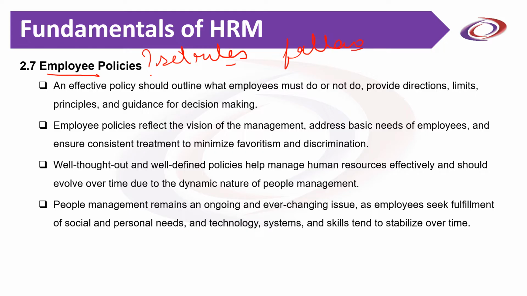And an effective policy should outline what employees must do or not do, and provide directions, limits, principles, and guidance for decision making. For example, when you buy a new electronic product, you're provided guidelines or a working manual as to what to do and what not to do. Similarly, these policies work as a work manual for the employees in the organization.